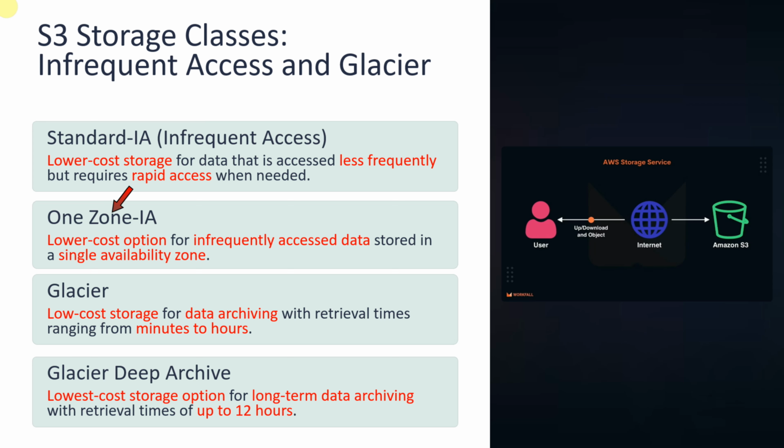This one is lower cost storage for data that is accessed less frequently, but requires rapid access when needed. Fourth one is one zone IA storage. This one is a lower cost option for infrequently accessed data, and this is stored in a single availability zone. Fifth one is glacier storage. This one is low cost storage for data archiving with retrieval times ranging from minutes to hours. Sixth one is glacier deep archive storage. This one is the lowest cost storage option for long term data archiving with retrieval times up to 12 hours.